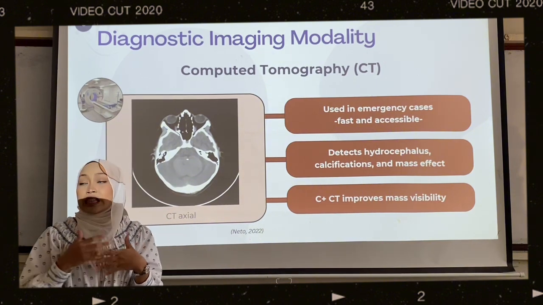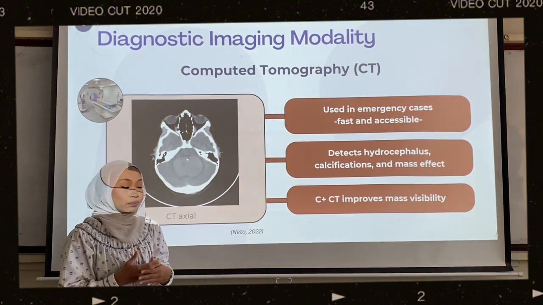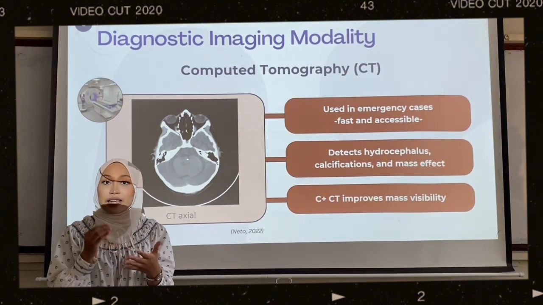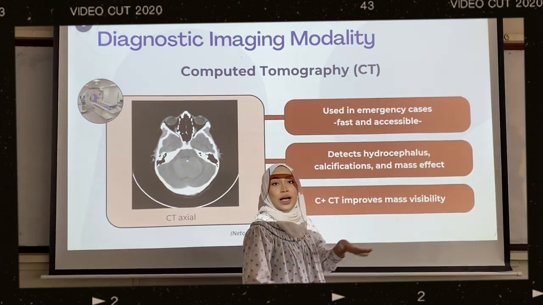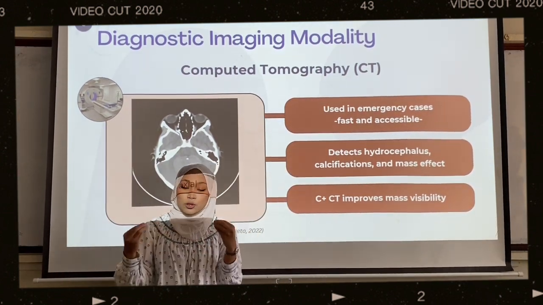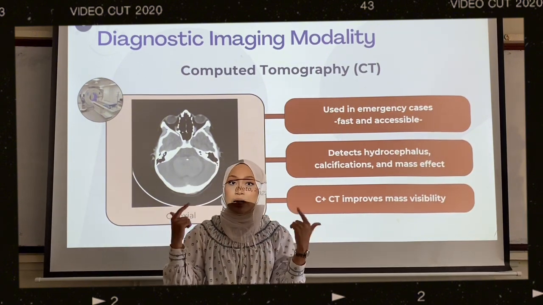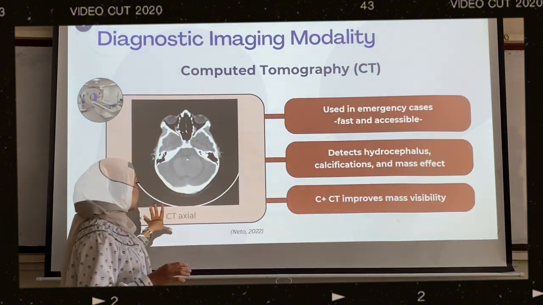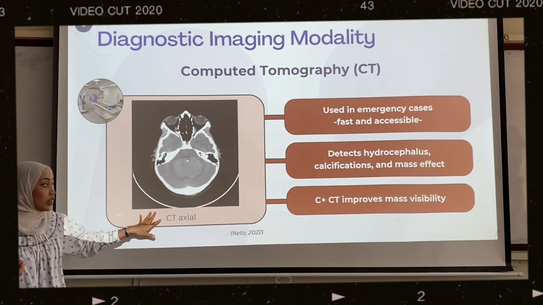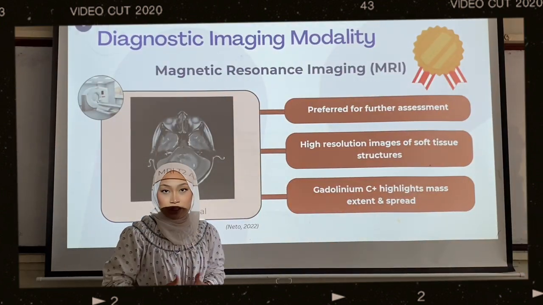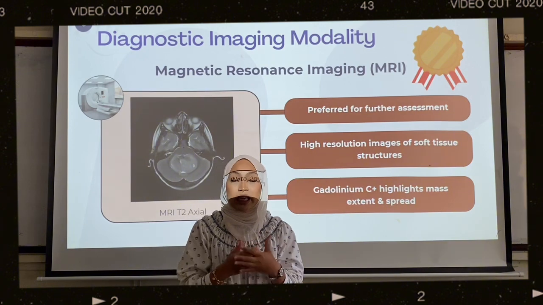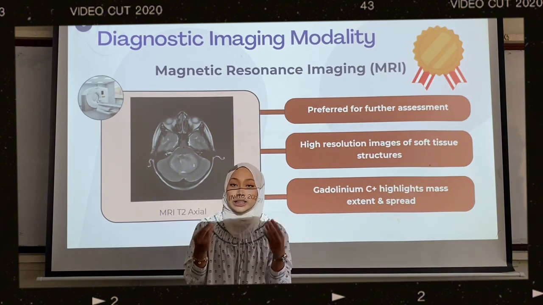After the initial non-contrast CT, contrast-enhanced CT can also be performed to improve mass visibility by distinguishing between the mass and the surrounding brain tissues. In this image, it is showing the CT in axial view. However, CT has limitations in diagnosing medulloblastoma because it cannot provide better details of the soft tissue.